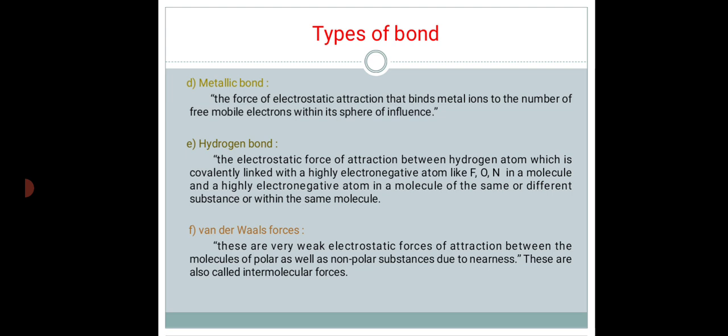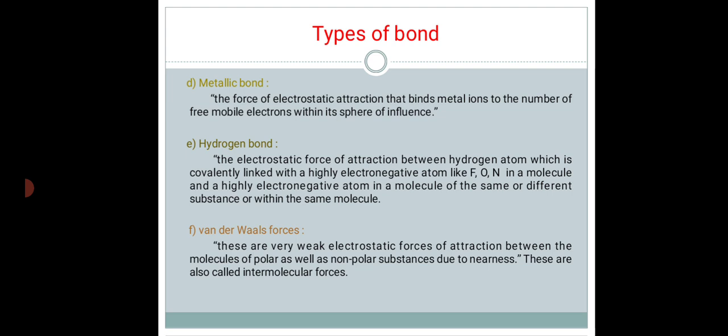Fifth type is hydrogen bond. It may be defined as the electrostatic force of attraction between a hydrogen atom, which is covalently linked with a highly electronegative atom like fluorine, oxygen, nitrogen in a molecule, and a highly electronegative atom in a molecule of the same or different substance or within the same molecule, called hydrogen bonding. The types of hydrogen bonding: first one intermolecular hydrogen bonding, and second one intramolecular hydrogen bonding.